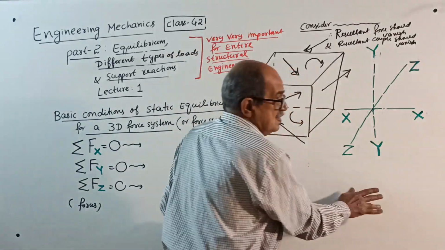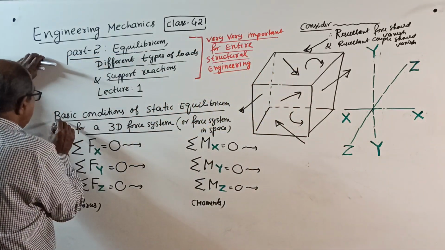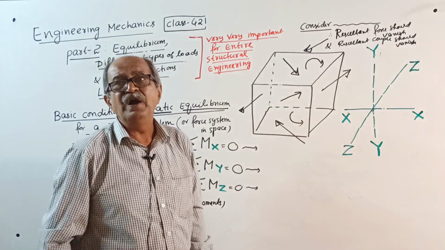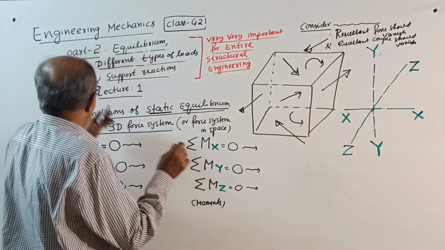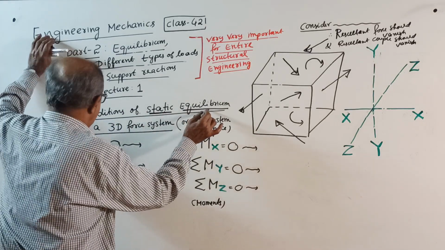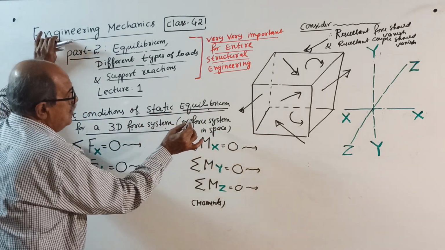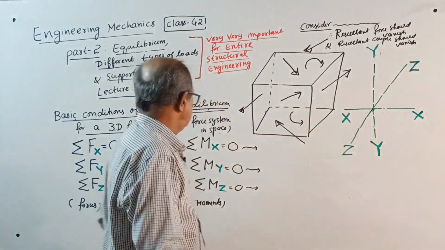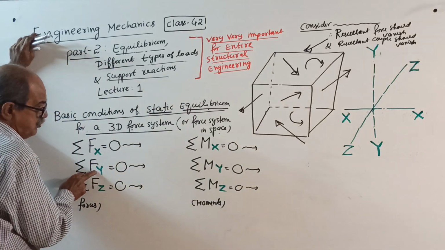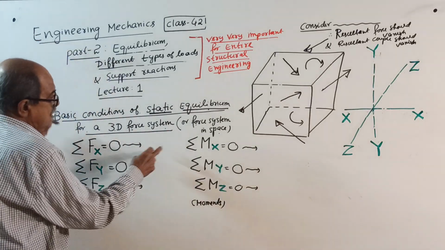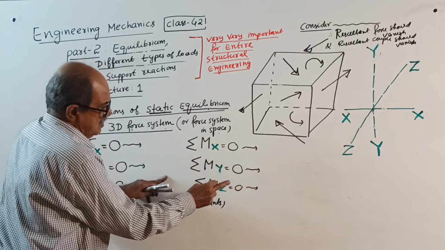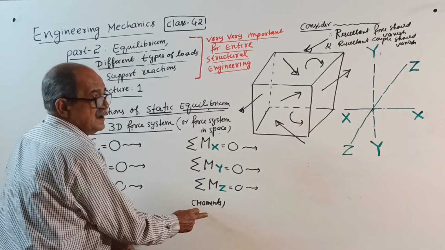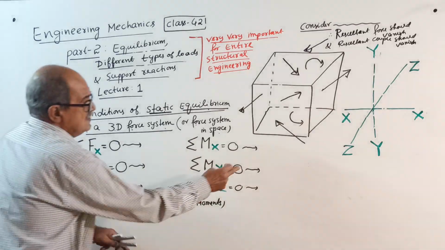All should be zero. Therefore, right here, the basic conditions of static equilibrium. Why is it called static equilibrium? Statics means the body is at rest. So make a note. Therefore, the basic conditions of static equilibrium for a 3D force system, or force system in space, are, see, I used green color for axis here: sigma Fx = 0, sigma Fy = 0, sigma Fz = 0, then sigma Mx = 0, sigma My = 0, sigma Mz = 0. These are called force conditions. These are called moment conditions. This is to prevent translation. This is to prevent rotation.